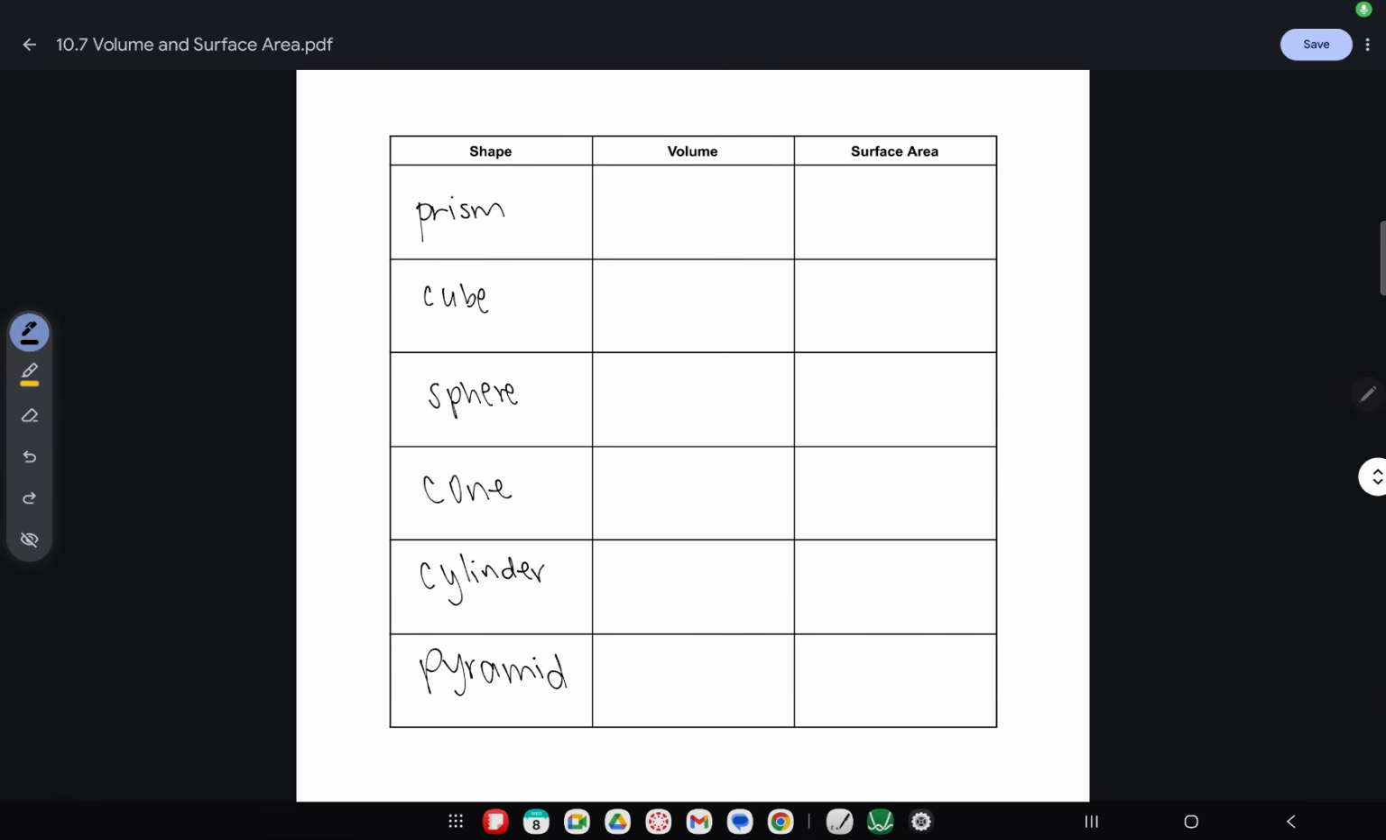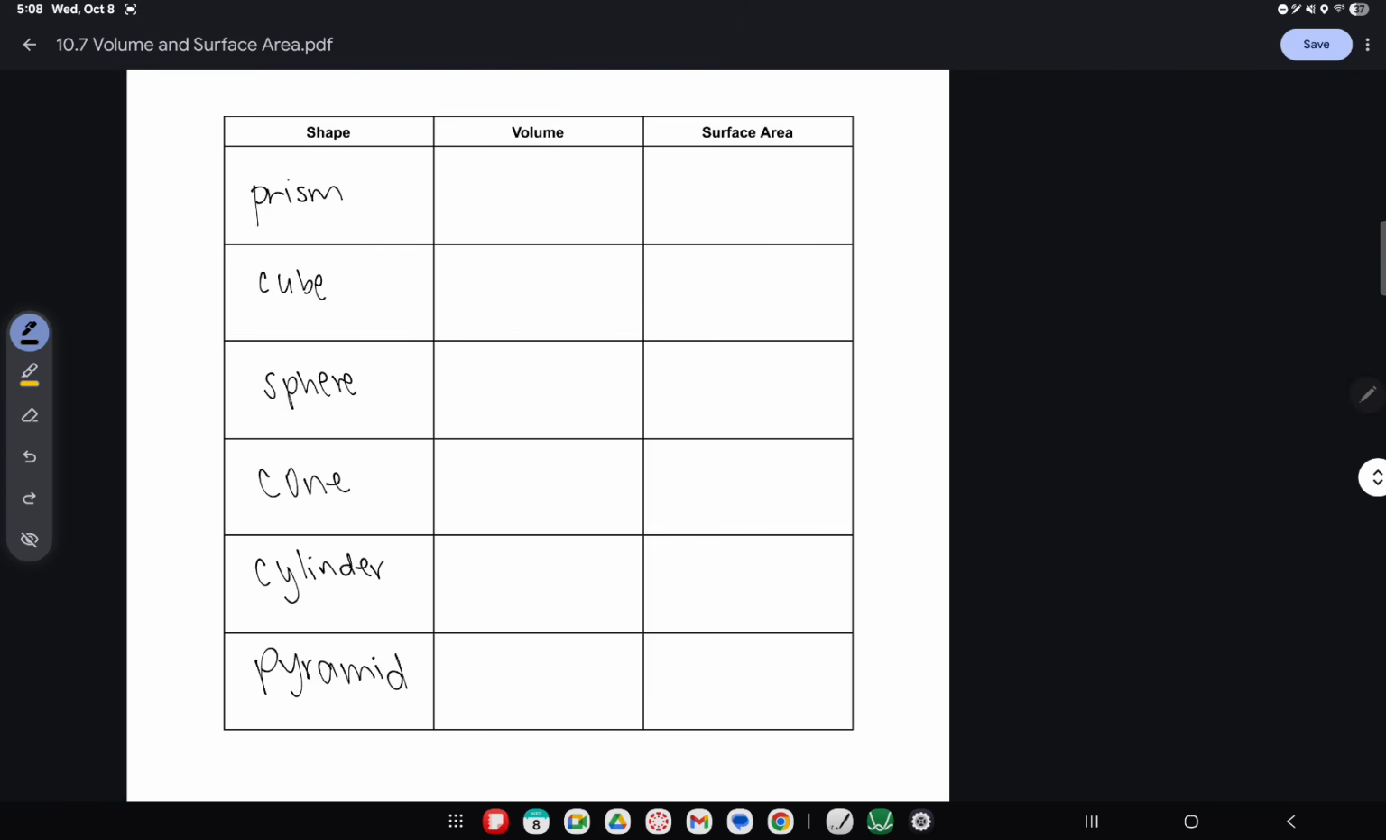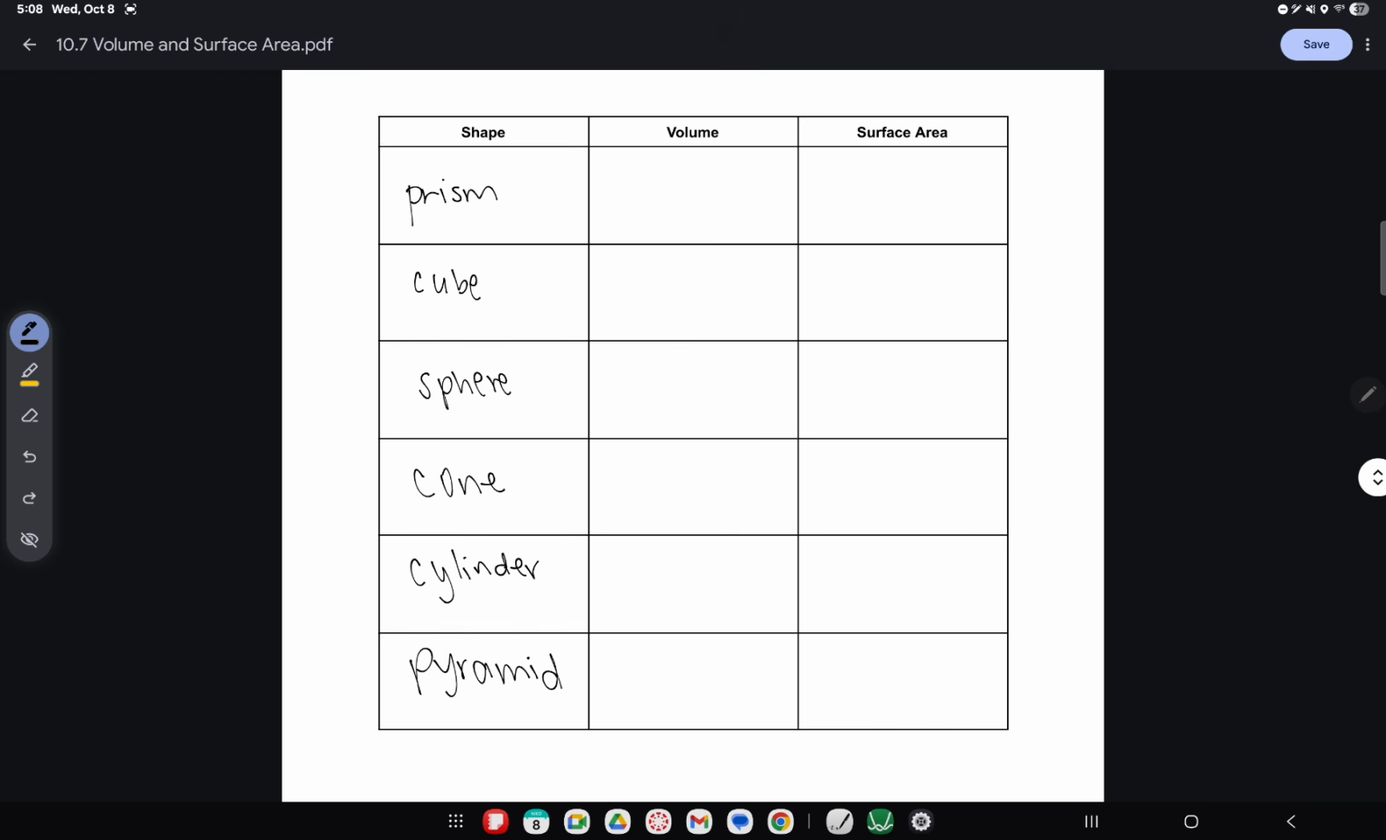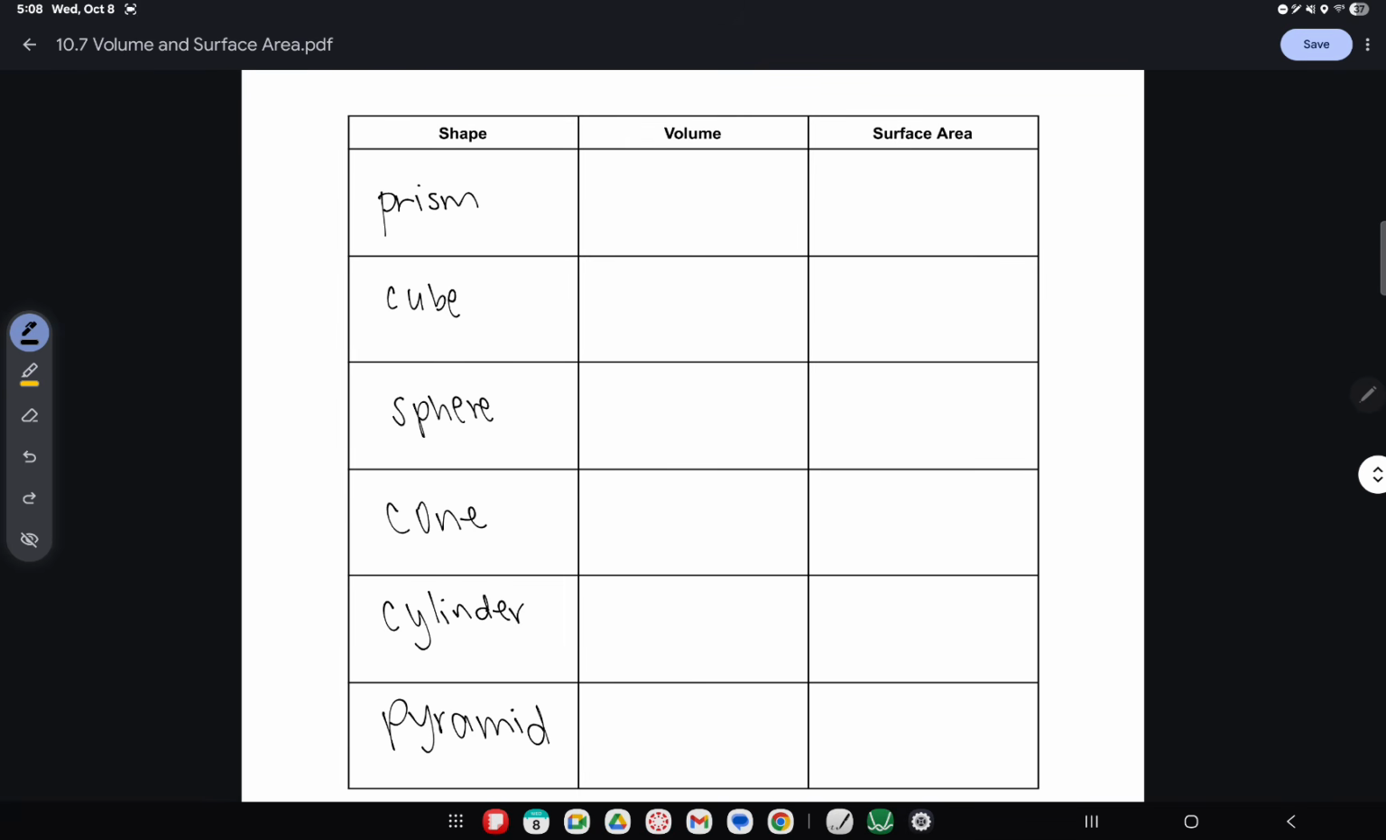All right, we're going to look at volume and surface area. So I've listed out the shapes that I want to put the formulas for. This is kind of like the area ones, where this first page is going to be a formula sheet, and then we're just going to do a bunch of examples. So I'm going to write out the formulas first, and then we'll just do some examples.